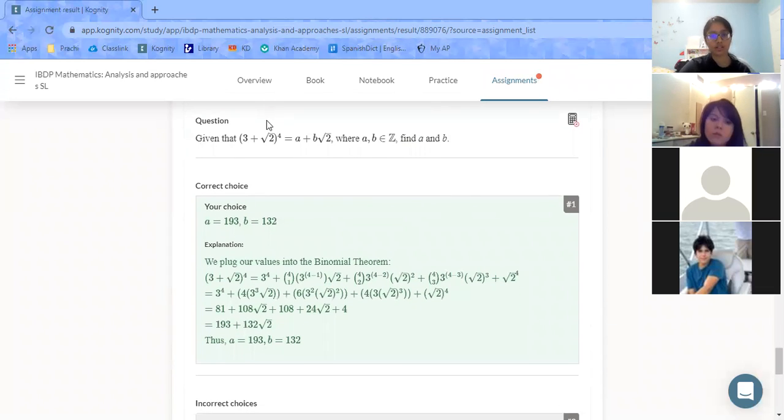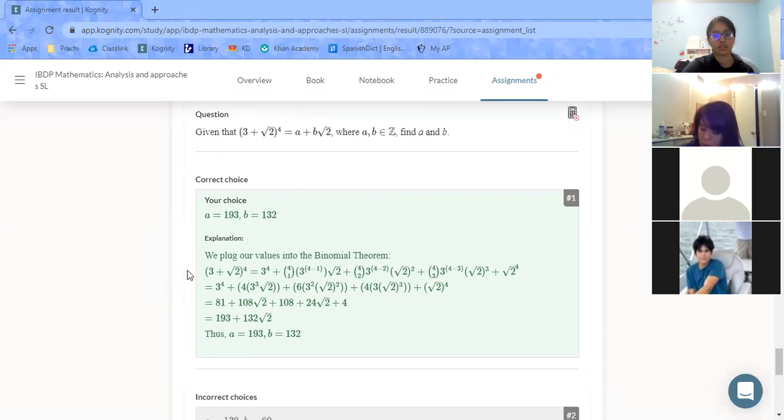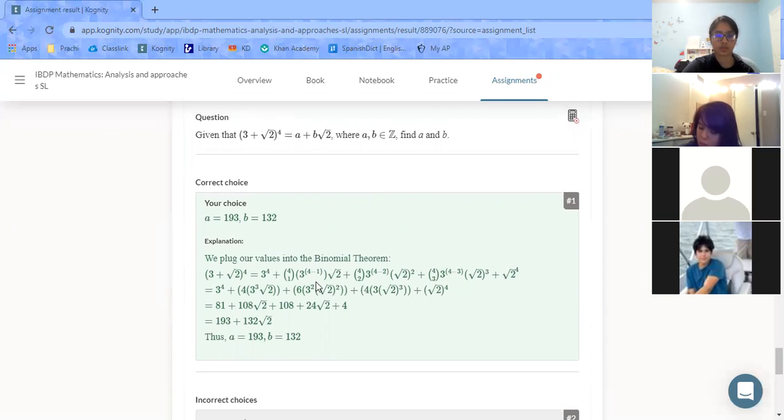Okay, question 7 says, given that 3 plus the square root of 2 to the power of 4 equals a plus b square root of 2, find a and b. Okay, so this one was pretty simple because all you had to do was expand it out all the way. There are actually no variables here. You just have to use the binomial theorem and expand it out as much as you can. And then once you simplify it all the way down, you get 193 plus 132 square root of 2. So then it's a plus b square root of 2, so a would be 193 and b would be 132.